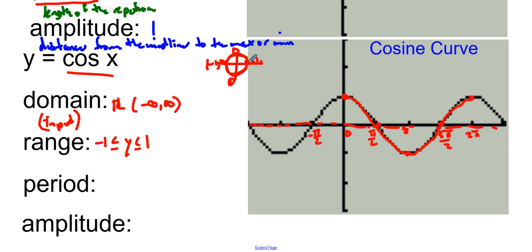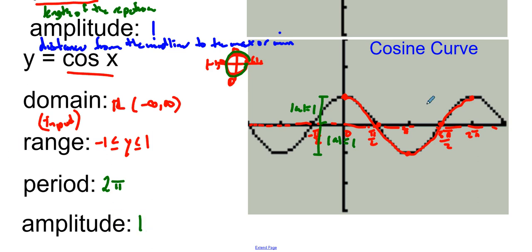The period, how long does it take to repeat? Well, you can see that because it goes one time around the unit circle, the period, just like sine, is 2 pi. The amplitude, just like sine, what is the distance from the midline to the peak, or the max, or the min? And we realize that amplitude is also equal to 1. So the amplitude is 1 for our sine and cosine function.